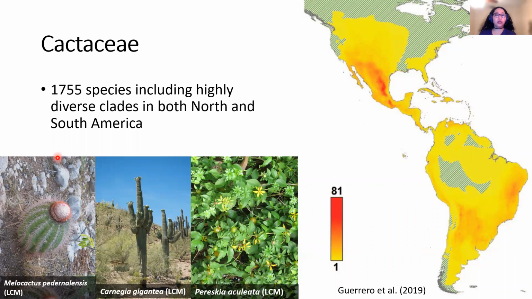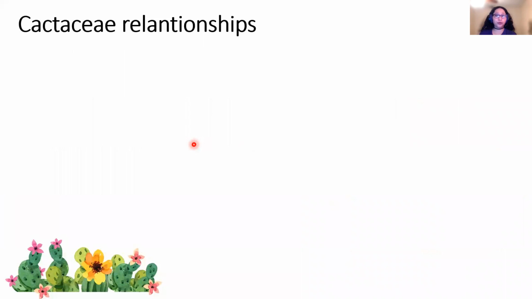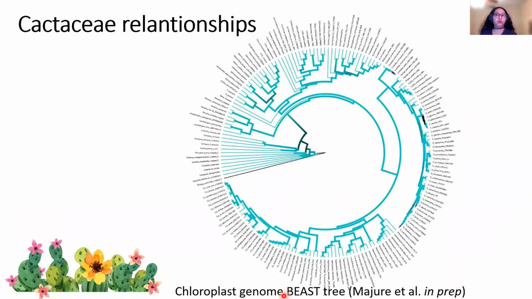This family also has a huge variation in morphology, as you can see in those three pictures here that show different examples of species. Cactaceae relationships have been studied since a long time ago, starting with Sanger sequencing and ending currently with chloroplast genome studies. This is an example of a chronogram that we're building on BEAST using whole chloroplast genome.